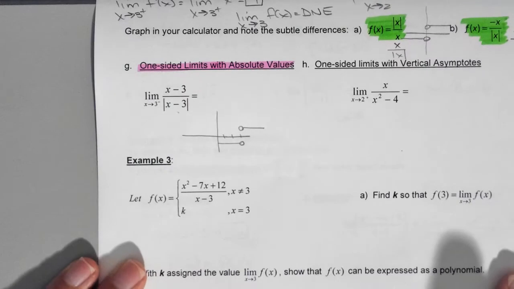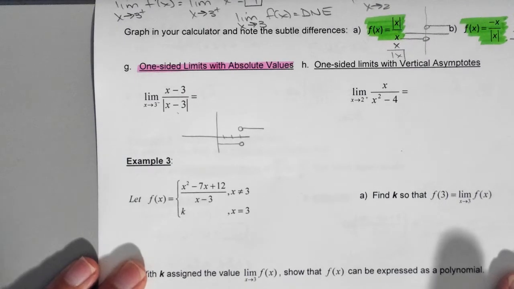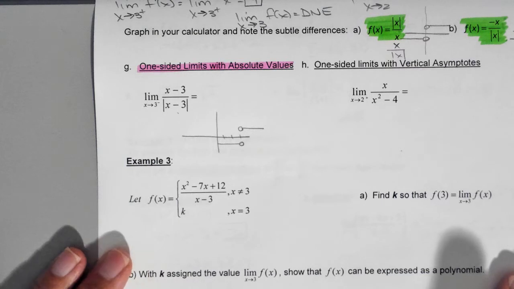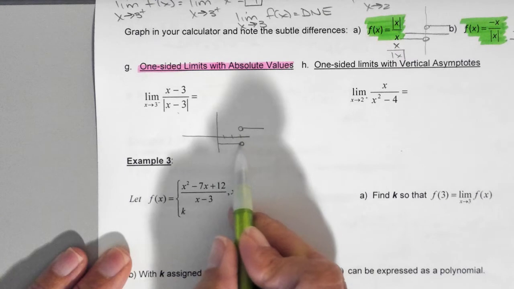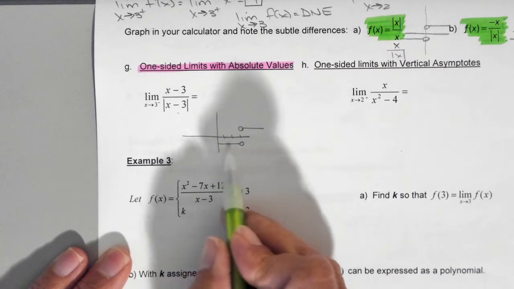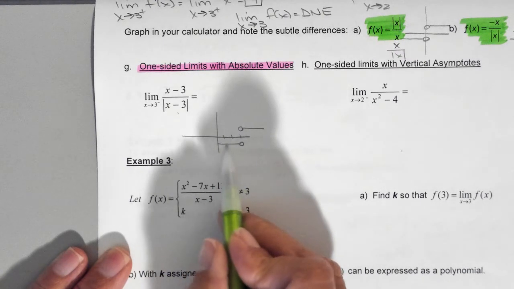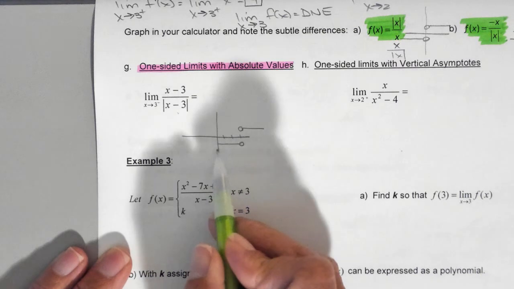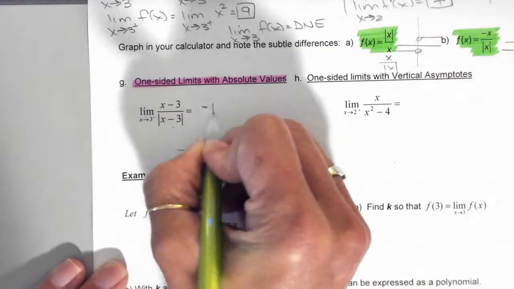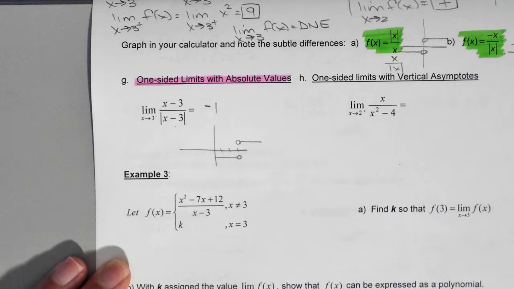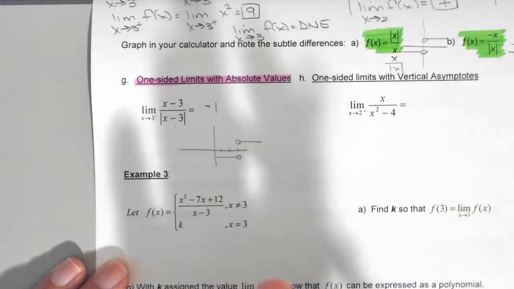Does everybody see what I just did? Okay. So now if I ask you to evaluate the limit as x approaches 3 from the left, where's my y value? It's at -1. So the answer is -1. But this is not something intuitively you might know. This is something that you need to kind of commit to your memory.